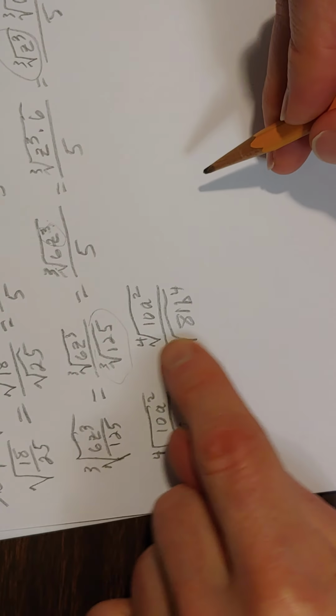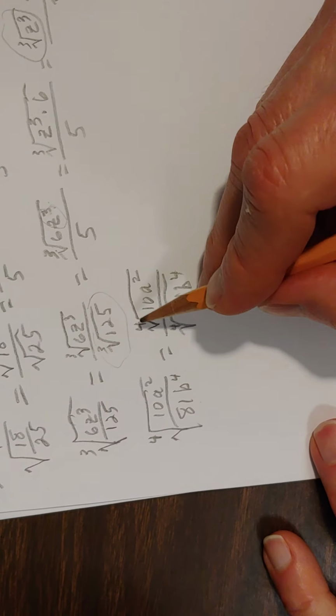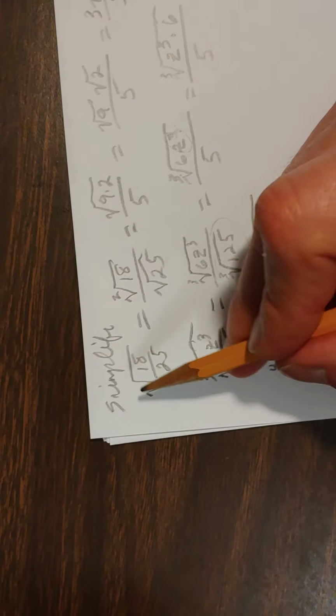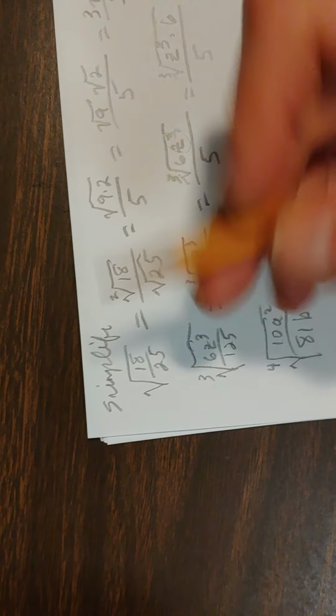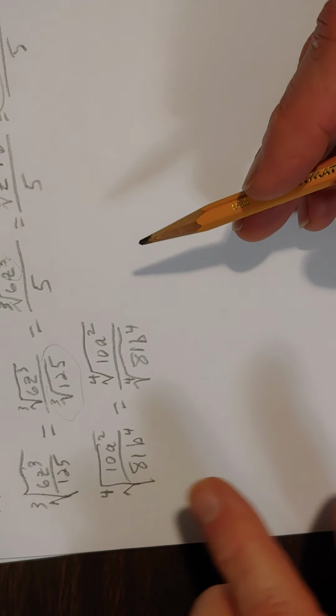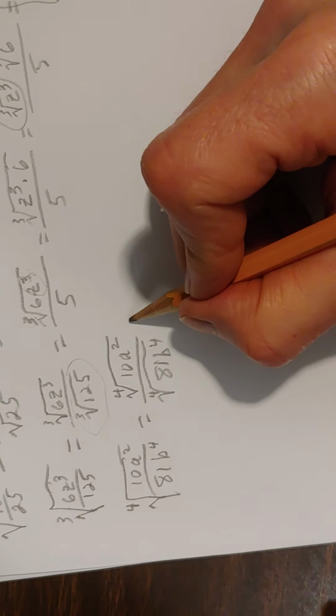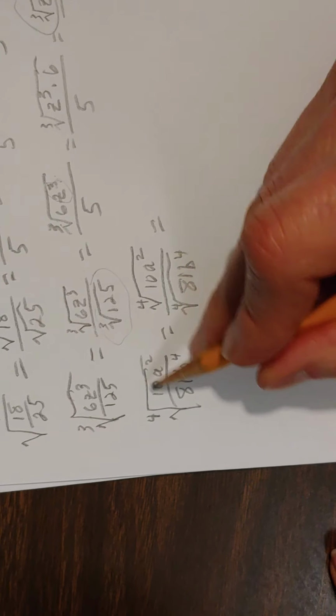Notice I always write the index. A lot of students leave that off in the steps. They start writing it like a square root. If it's a square root, you don't need an index. You can write it if you want, but you don't have to, so we usually don't write it. But for any index greater than 2, like 3 or 4 or 5, you write it every time.